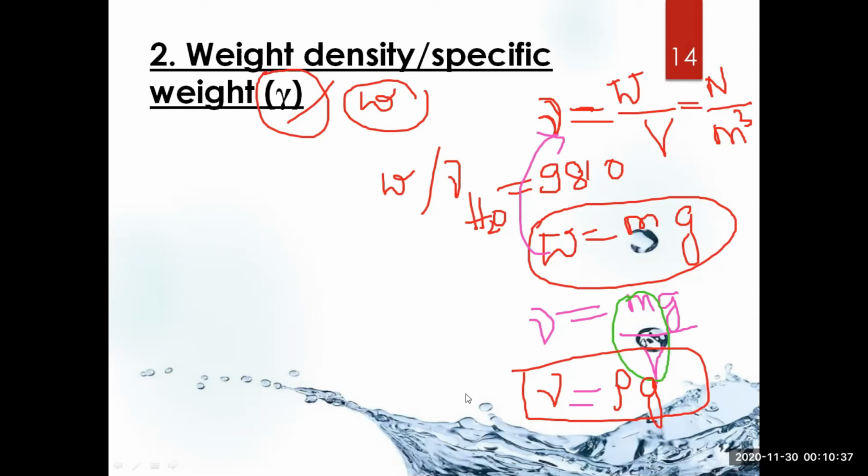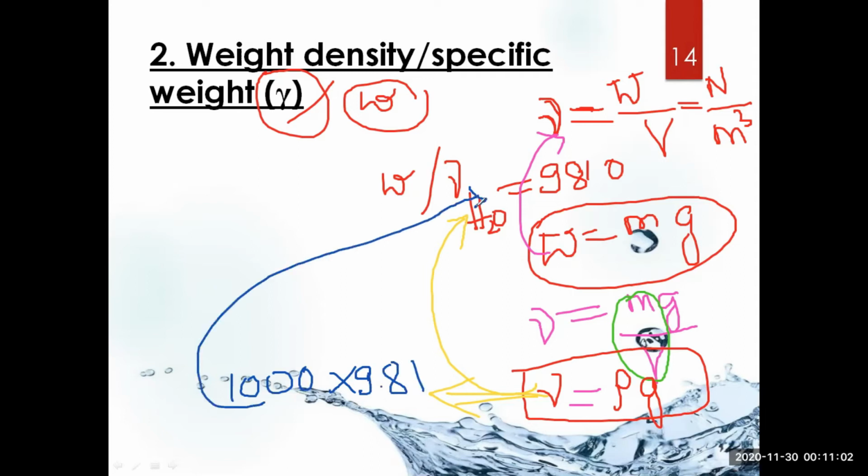From this equation, you will get the standard value of the weight density for water as 9810, because if you substitute, rho is 1000, we know the mass density of water is 1000, and g is 9.81. So you will get weight density as 9810 Newton per meter cube. Okay, and as with the mass density, the weight density will also vary with respect to both temperature and pressure.